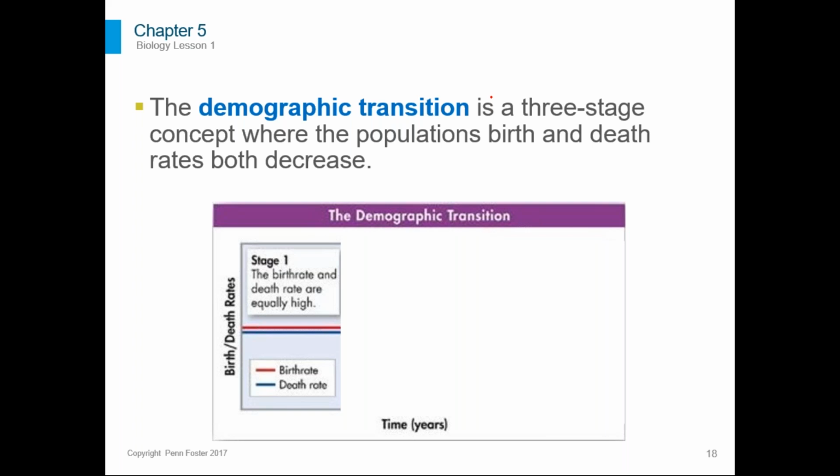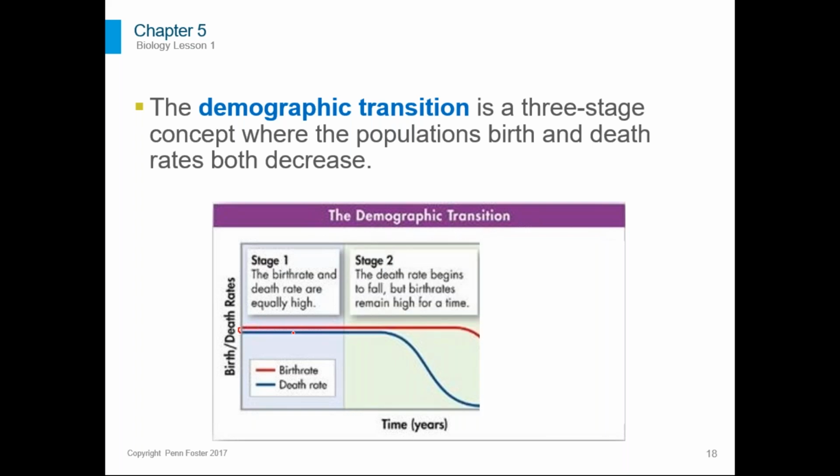So initially, they're both high and the population remains stable. So in stage 1, you can see the birth rate and death rate are right next to each other, and they're just not really changing. That's stage 1. Nothing has really happened yet. They're both pretty high. So a lot of people are born and a lot of people die, and it evens out. Then in stage 2, the death rate drops.